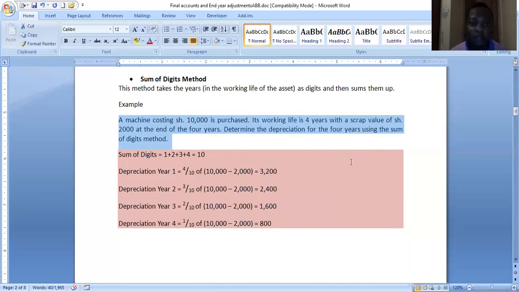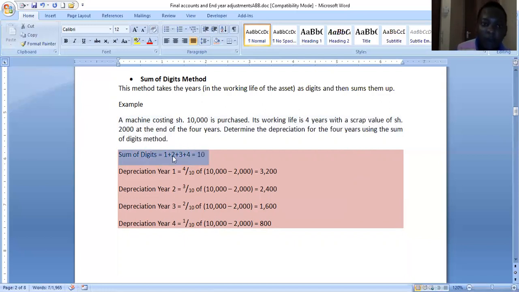So you say that the sum of digits takes the years as digits and then sums them up. What has been done here? So the years, in this case, we have year 1, year 2, year 3, year 4. So digit 1, digit 2, digit 3, digit 4. So we add them. So the sum of digits here shall be 1 plus 2 plus 3 plus 4, which gives us 10. So that is the sum of digits.